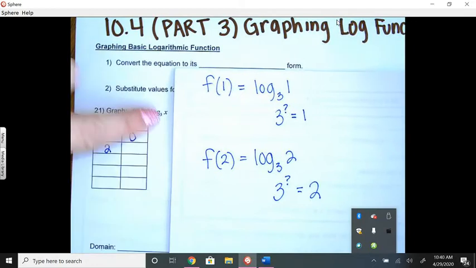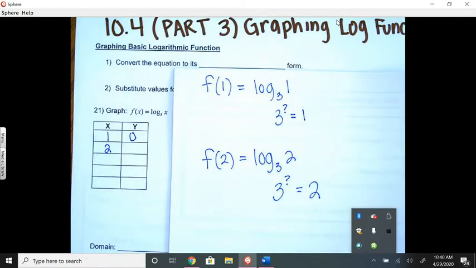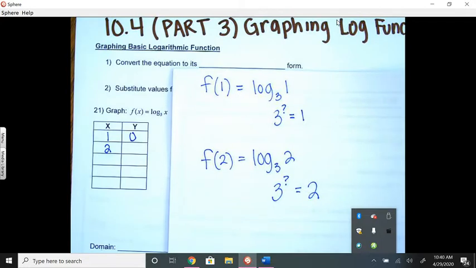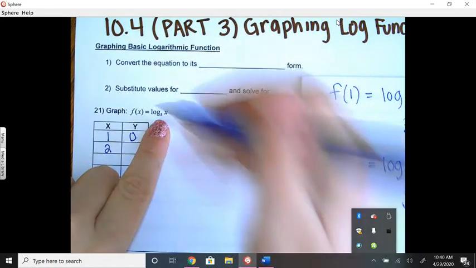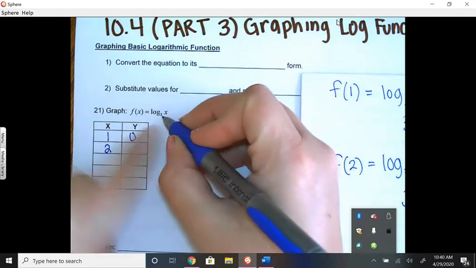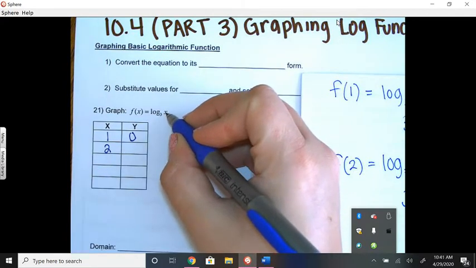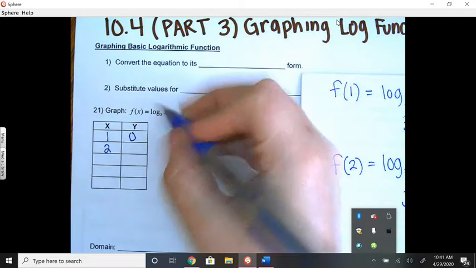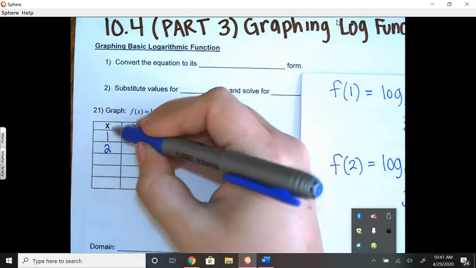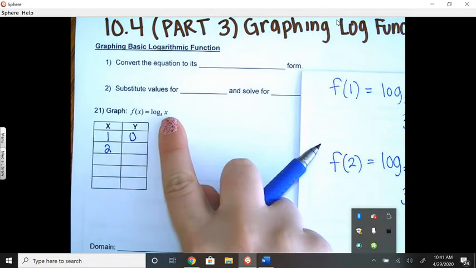Remember, you can't have negatives for x. So if you're going to pick numbers for x, think about the domain. This is saying 3 to what power will get you that x value, and this can never be negative, so you don't want to pick any negatives here. You always want to consider the domain.